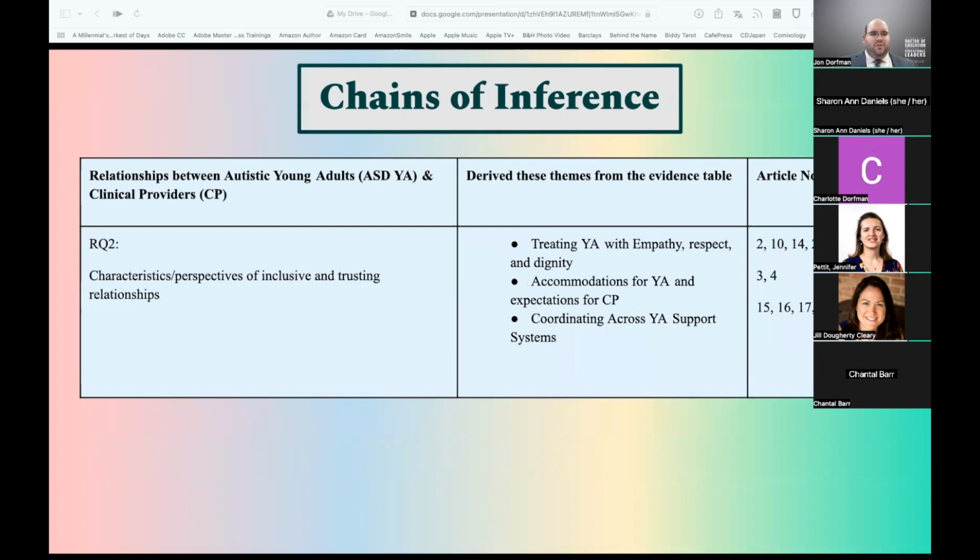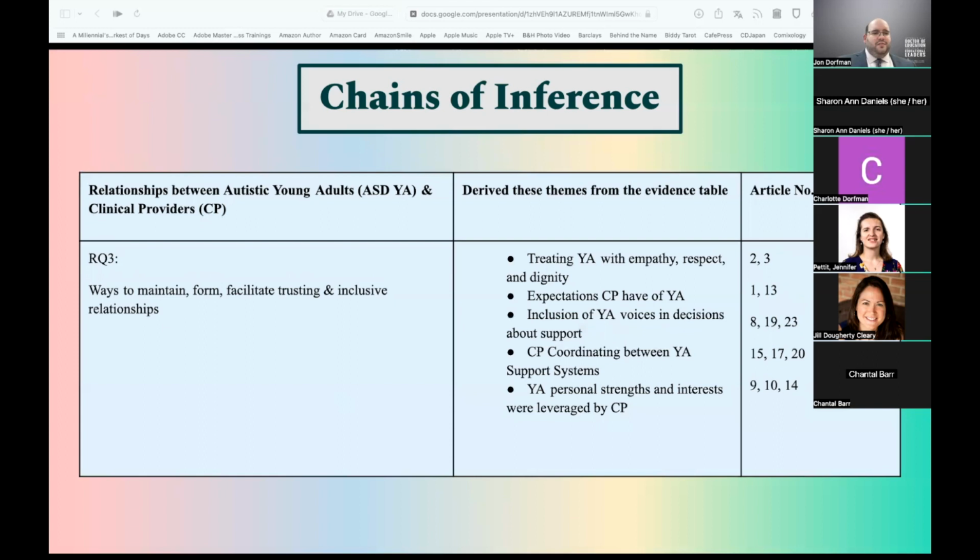For the second research question involving inclusive and trusting relationships and what they look like, themes derived from this evidence table were treating young adults with empathy, respect, and dignity, accommodations and expectations, and coordinating across young adult support systems. The third one, ways to maintain, facilitate, and form trusting and inclusive relationships. These themes included treating young adults with empathy, respect, and dignity, the expectations clinical providers have of them, inclusion of young adult voices in decisions about support, clinical provider coordination between young adult support systems, and young adult personal strengths and interests being leveraged by the clinical providers.